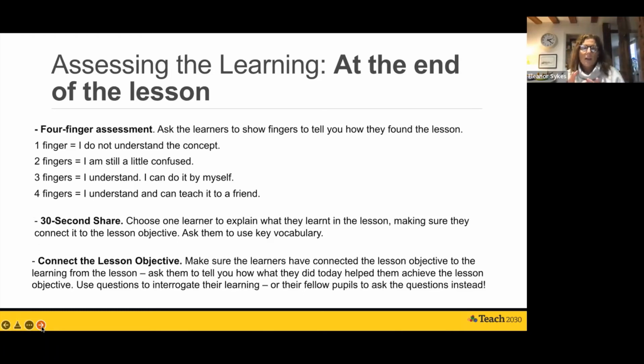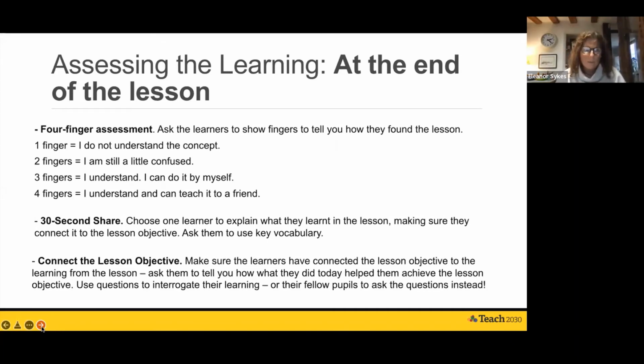And again here, connect the lesson objective. Make sure the learners have connected the lesson objective to the learning from the lesson. Ask them to tell you how what they did today helped them achieve the lesson objective. Because that's the whole point. Have they achieved the lesson objective? Do they know they've achieved it?